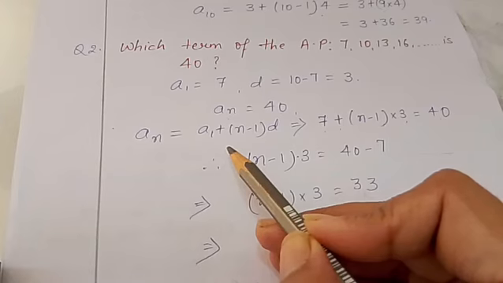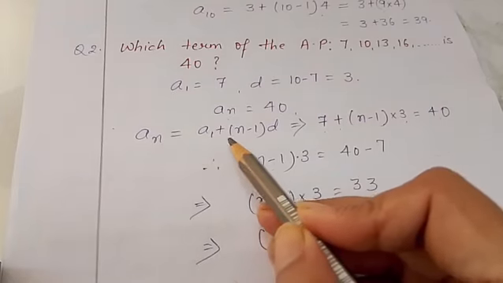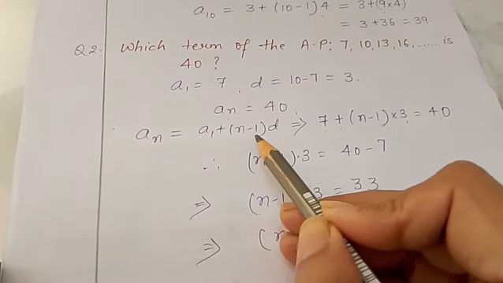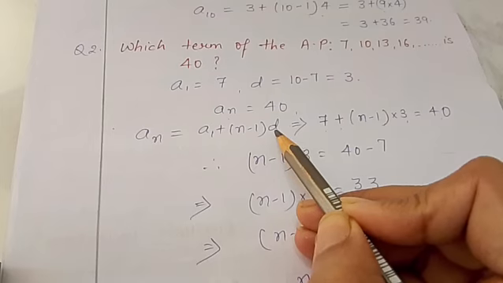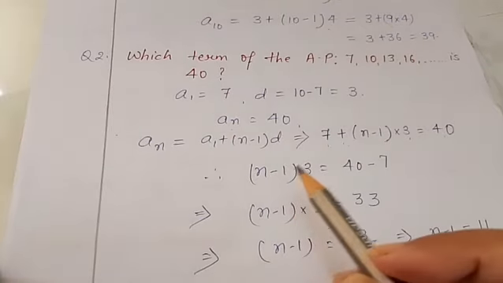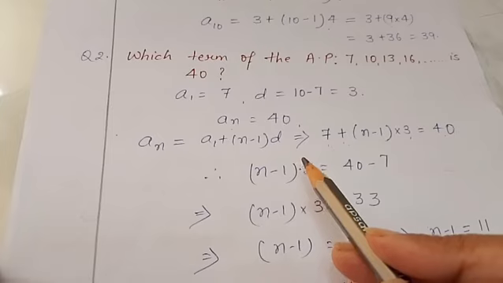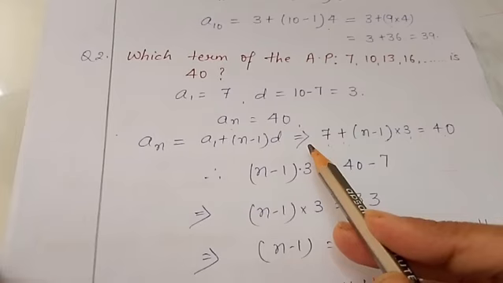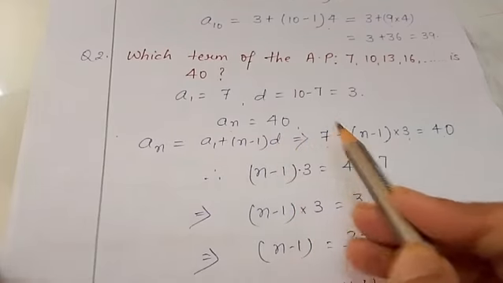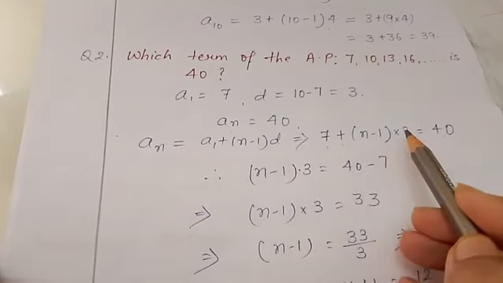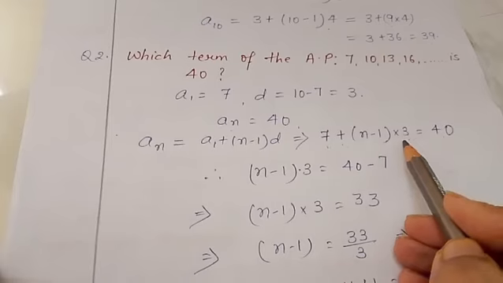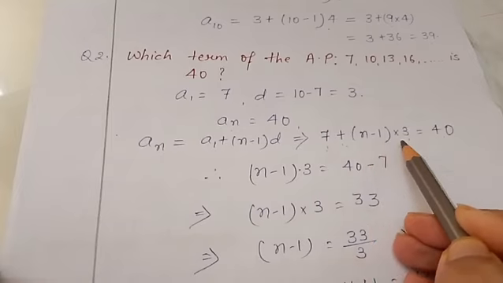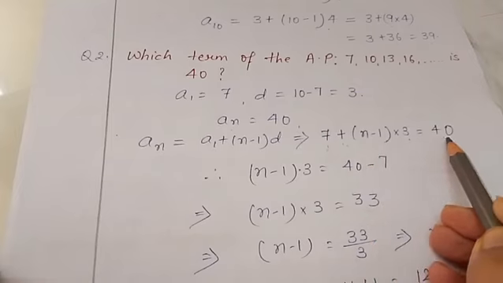Use the formula for the nth term of an AP. An is equal to a1 plus n minus 1 into d. Substitute the known values into the formula and solve for n. We know an is equal to 40, a is equal to 7 and d is equal to 3. This implies 7 plus n minus 1 into 3 is equal to 40.